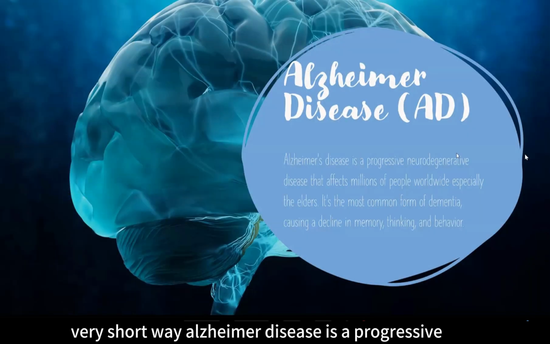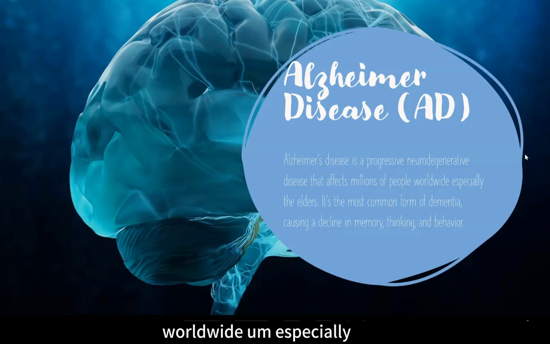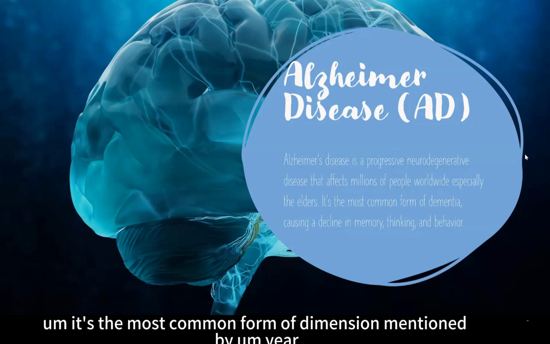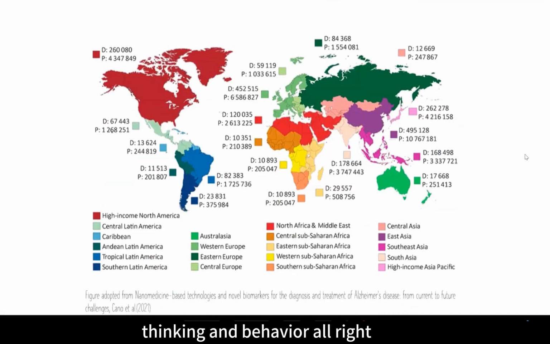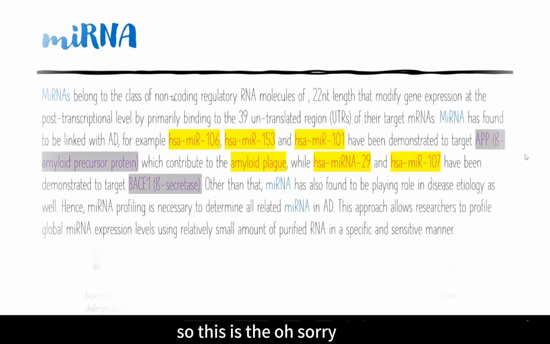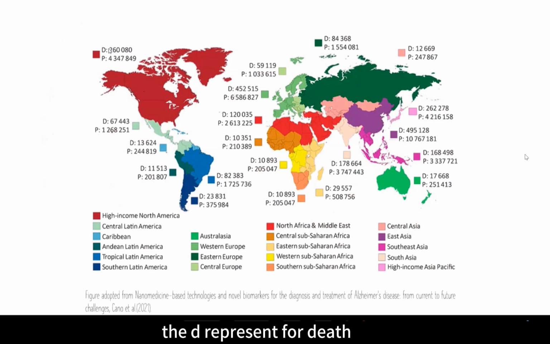So in a very short way, Alzheimer's disease is a progressive neurodegenerative disease that affects millions of people worldwide, especially, of course, the elders. It's the most common form of dementia, mentioned by Ian just now, causing a decline in memory, thinking, and behavior. This is the global distribution map of Alzheimer's disease. The D represents death and P stands for the patient.